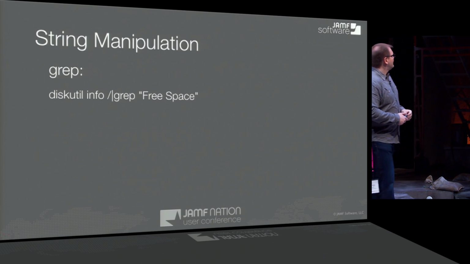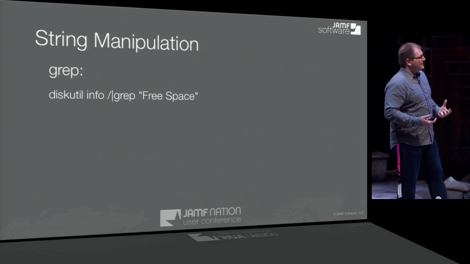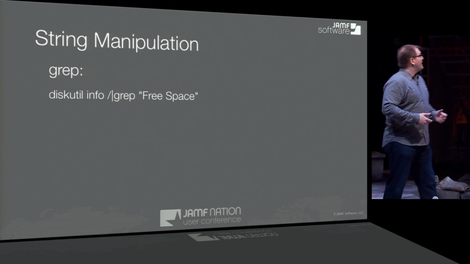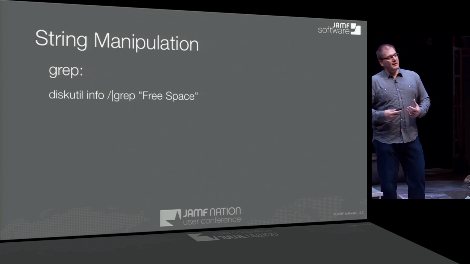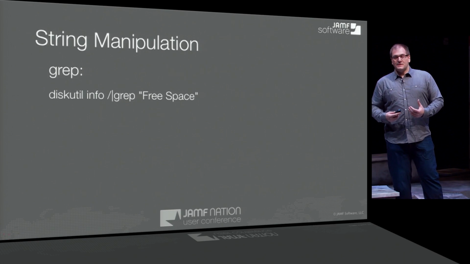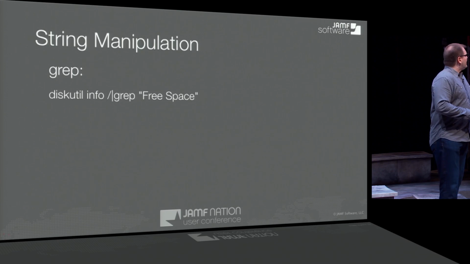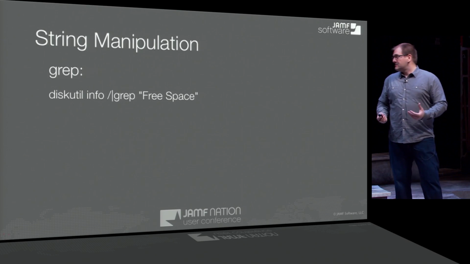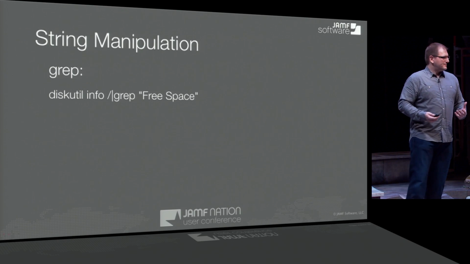Here I'm saying, give me the information out of the diskutil or diskutility command line tool about my boot disk, and then I want to grep, or return, the line that contains the phrase free space. This was involved in building an extension attribute that would tell me, do I have enough free space to deploy a new secondary bootable partition?